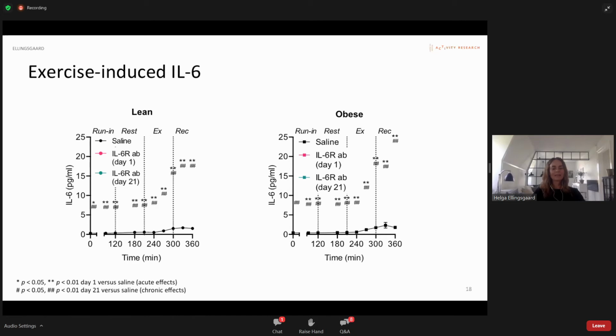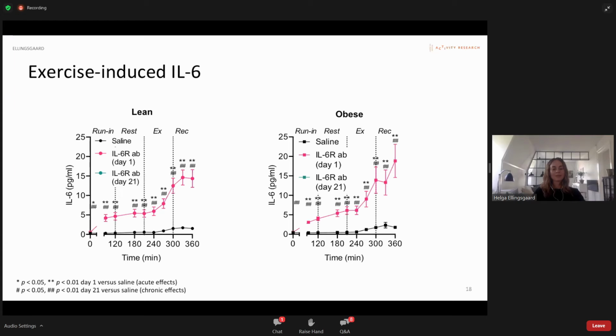The black line and the dots here represent IL-6 levels on the saline day. So you can see that exercise induces a small increase in circulating IL-6, and I know this may look rather modest, but given the mode, which was bicycling exercise, and also the intensity, which was low intensity, this small 5-fold increase in IL-6 is what we typically find.